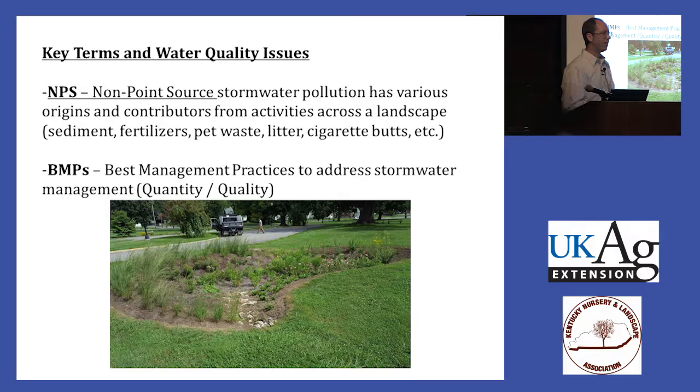You'll see the acronym BMPs, which means best management practices. So that's a variety of different stormwater means that could either address quantity of stormwater or quality of stormwater. Sometimes they might address both, but sometimes a BMP might be for one or the other. Usually a rain garden is going to be a water quality stormwater practice.